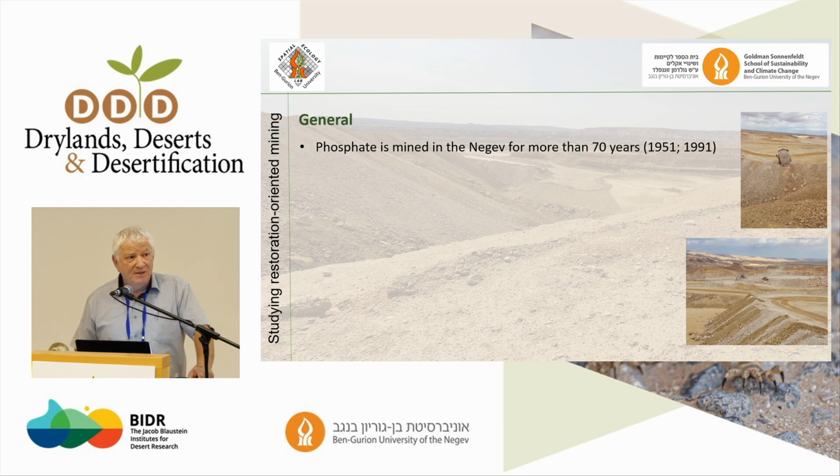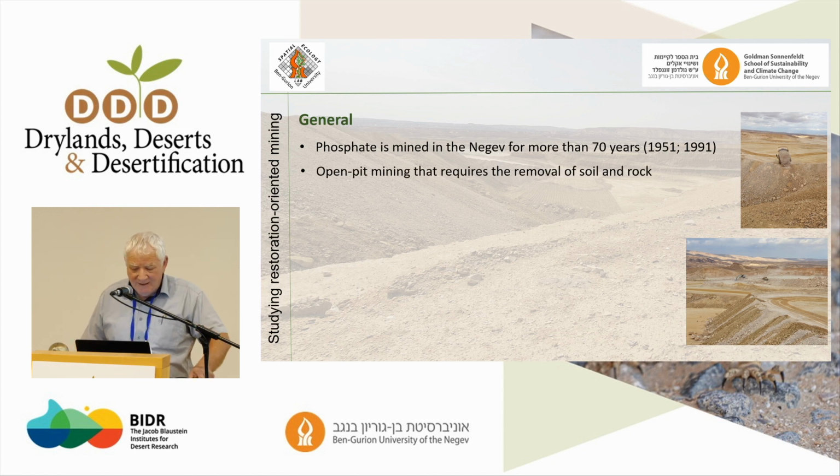Actually, it started as a governmental company. It was successful for several years, but later on it wasn't very successful. And in 1991, the phosphate mine company was purchased by the Ofer family, and it is now a private industry.